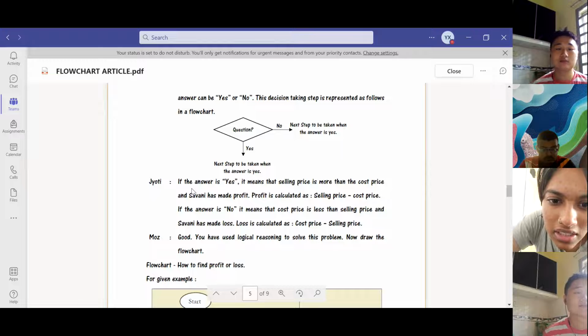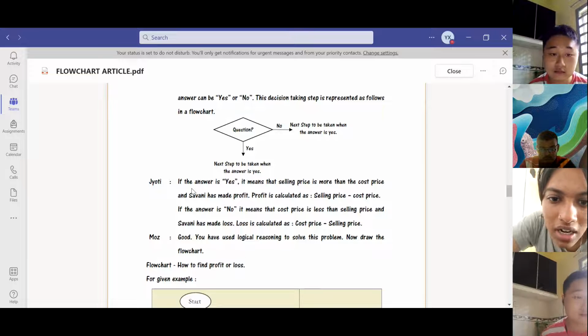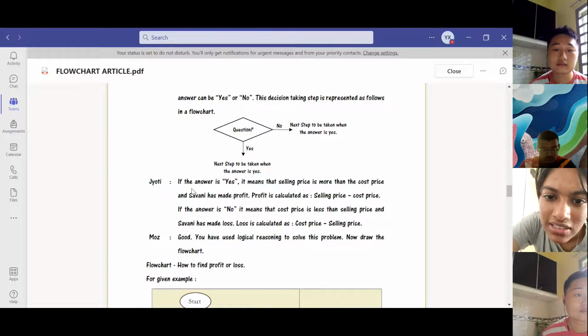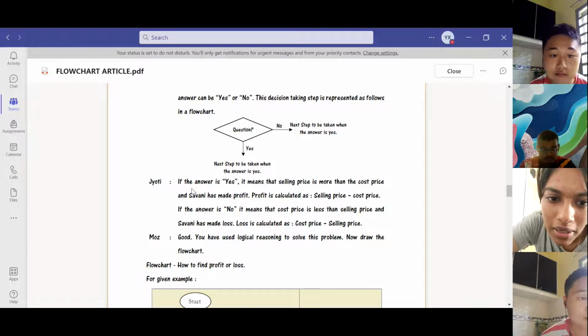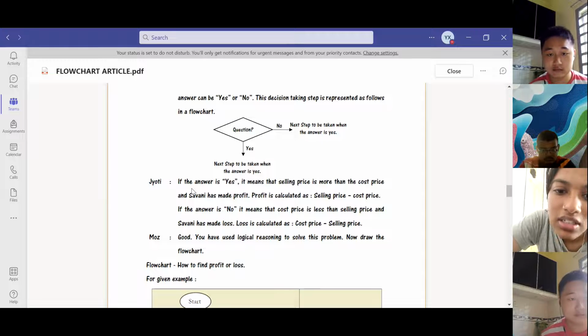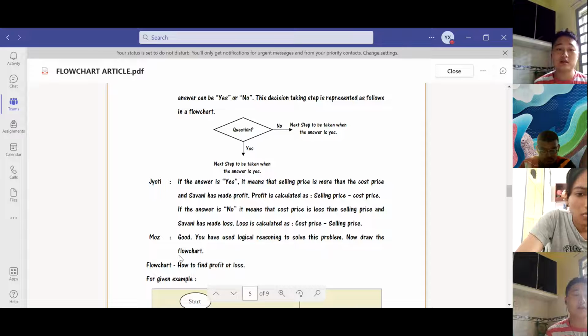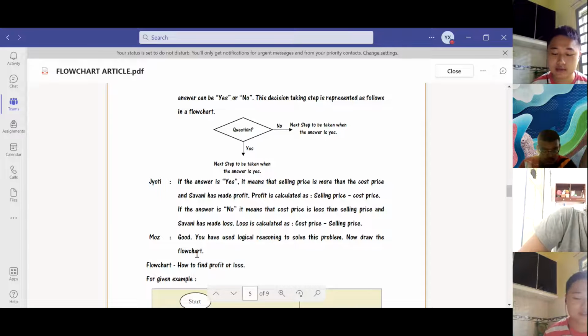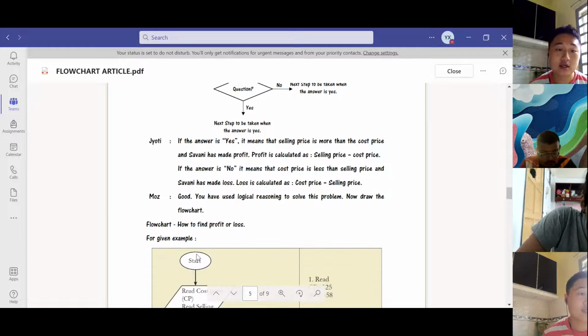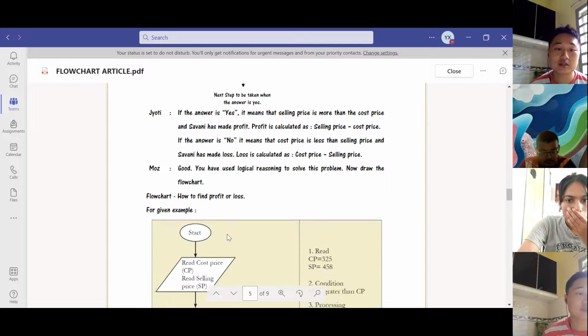If the answer is yes, it means that the selling price is more than the cost price and Savani has made profit. Profit is calculated as selling price minus cost price. If the answer is no, it means that the cost price is more than the selling price and Savani has made loss. Loss is calculated as cost price minus selling price. Good. You have used logical reasoning to solve this problem. Now draw the flowchart of how to find profit or loss.